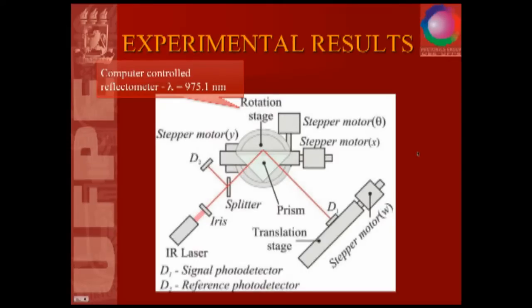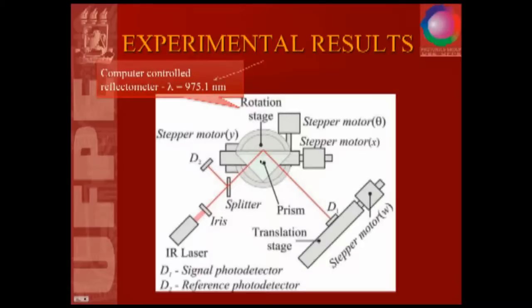We have made some experimental measurements. We have a homemade computer-controlled reflectometer that operates at 975.1 nanometers. The reflectometer has four stepper motors, all of them computer-controlled, so I can make arbitrary rotations in small steps, controlled by the computer.